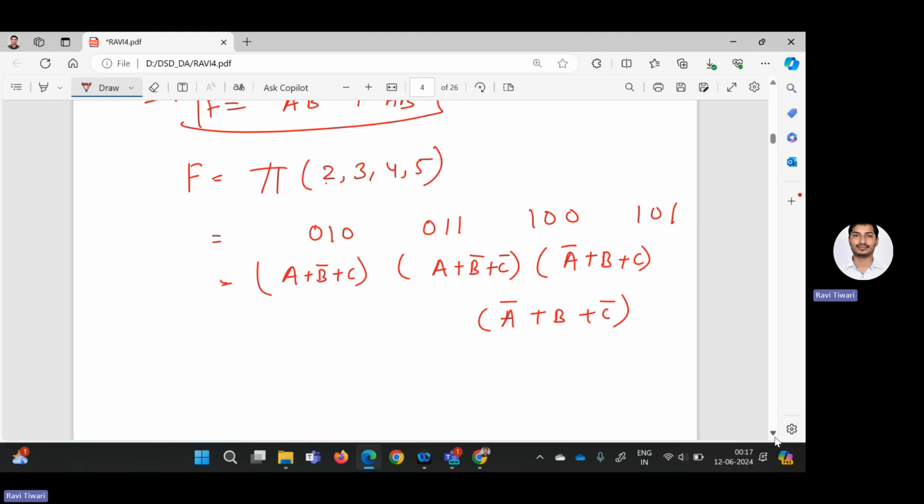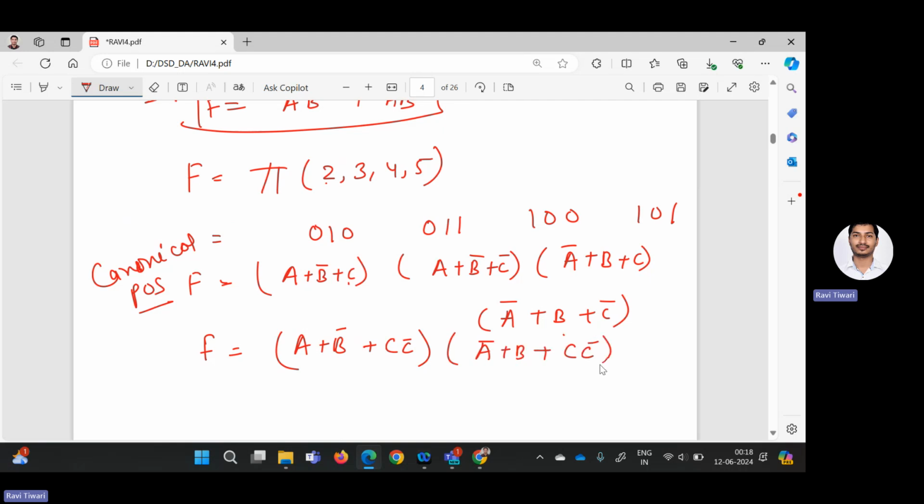This is called the canonical POS form. So this function is canonical POS. But we need the minimal POS also. That means we need to minimize this expression using the theorems. So here, if I take A plus B bar common, plus, by using the distributive property, C times C bar. Similarly here, A bar plus B plus C times C bar. C times C bar is equal to 0. So you can write it as A plus B bar, and this is A bar plus B. So this is the function value.